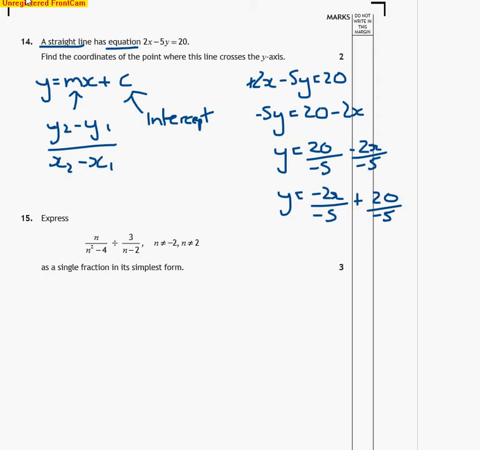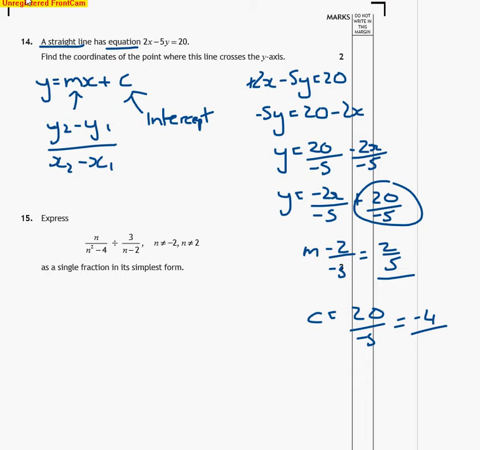So there's our m. If we were looking for m, we would say m is equal to minus 2 divided by minus 5, which is just 2 divided by 5. And there's our c value, 20 divided by minus 5. So c is equal to 20 divided by minus 5, which is equal to minus 4. Okay, so nice and straightforward. I just got it into the equation of a straight line, y is equal to mx plus c, and looked for that number.